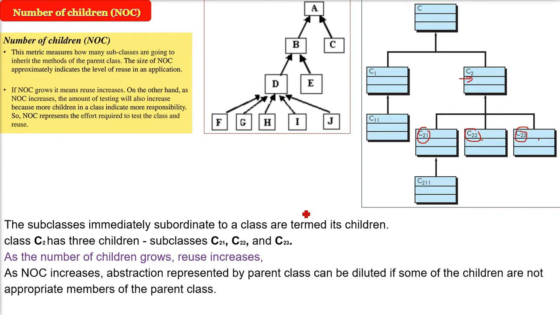But as the number of children increases, and if the parent class is an abstract class, the abstraction of, say, the phenomena will be diluted if some of the children are not appropriate members of the parent class. So we need a proper balance of this number of children, because though reuse is increasing, the appropriate implementation should be there. As the number of children increases, the amount of testing will also increase.